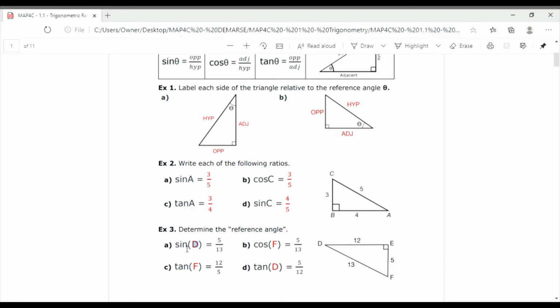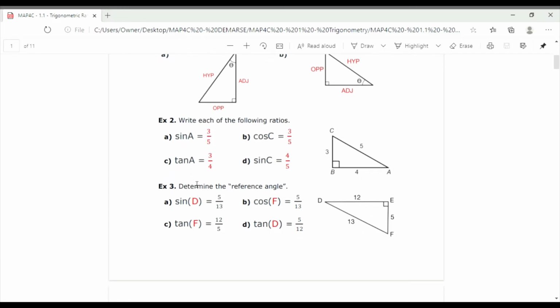Well, the equation for sine, looking up again and using SOHCAHTOA, is sine is equal to opposite over hypotenuse. 5 over 13 is therefore opposite over hypotenuse. So from which angle's perspective is 5 the opposite side and 13 the hypotenuse side? Well, 5 is opposite of angle D. So 5 over 13 is sine of angle D. So the answer to 3a is D.